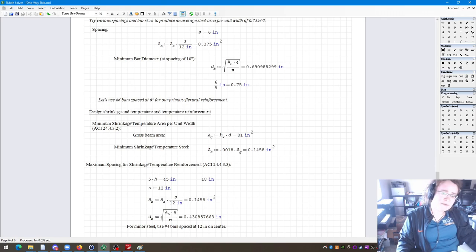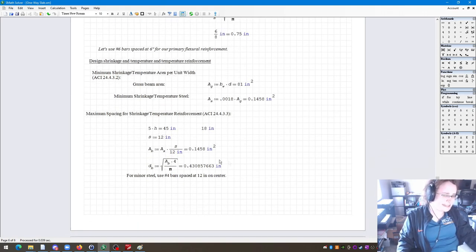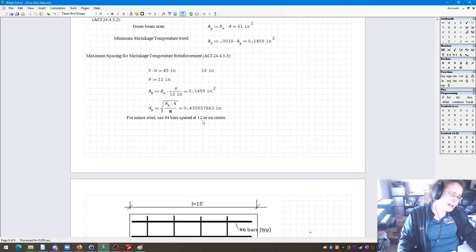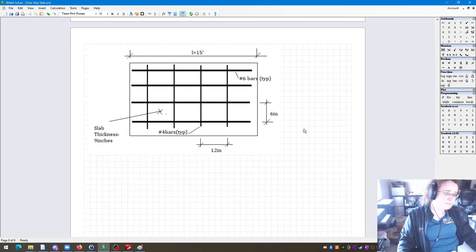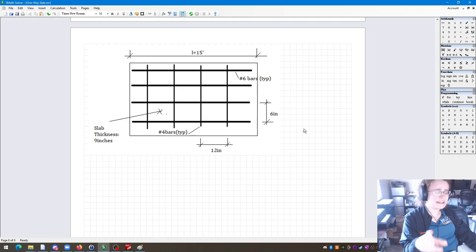And then for shrinkage and temperature, we find the maximum spacing for shrinkage and temperature reinforcement, and we find the required area. And then again, we just iterate to find a given spacing and bar size that will meet both those requirements. All right, so that is the general process of designing reinforced concrete slabs, in particular, the process of designing one-way slabs in the case of a simply supported slab.